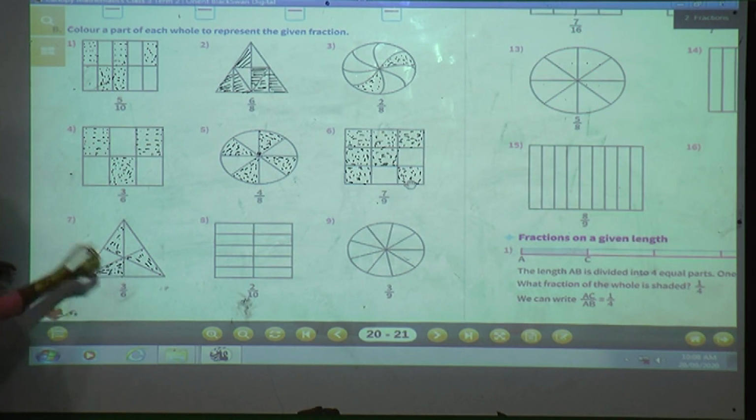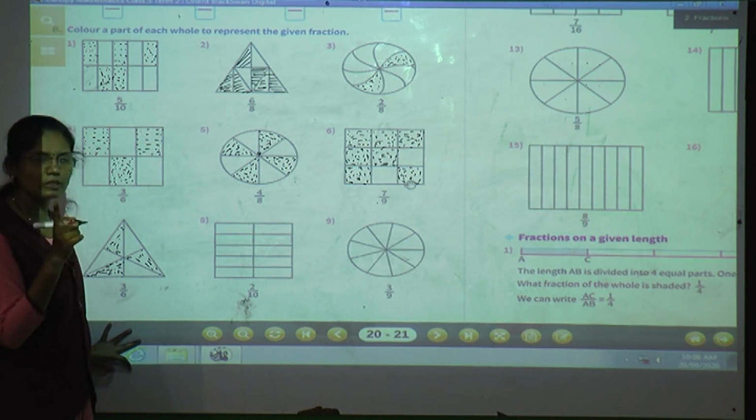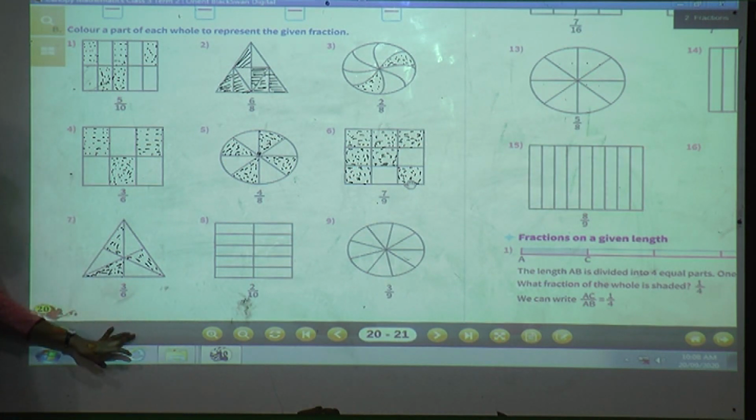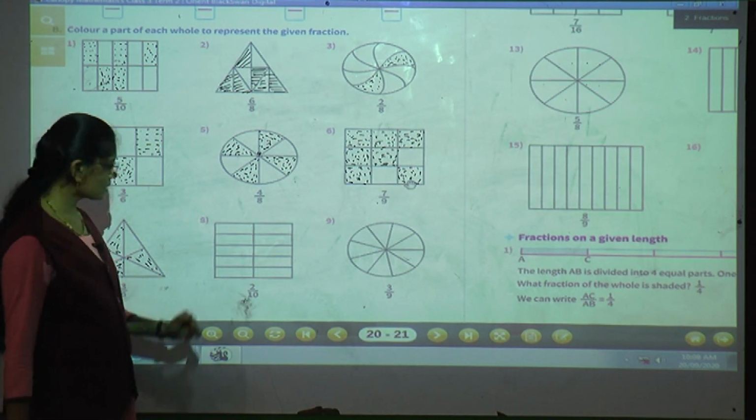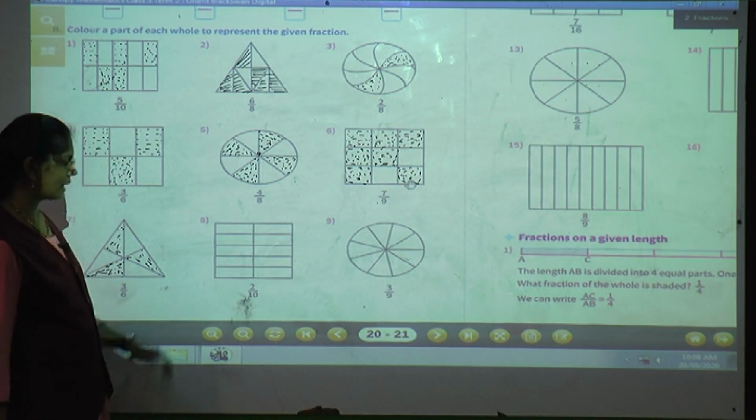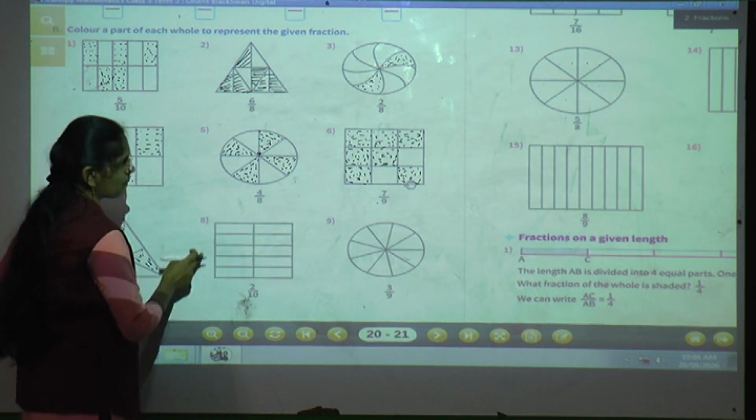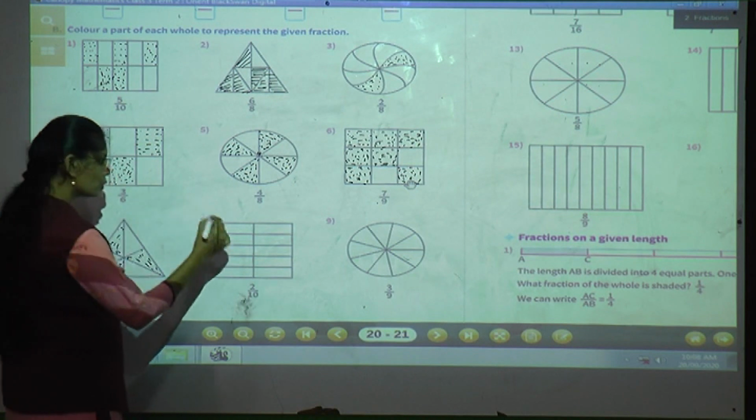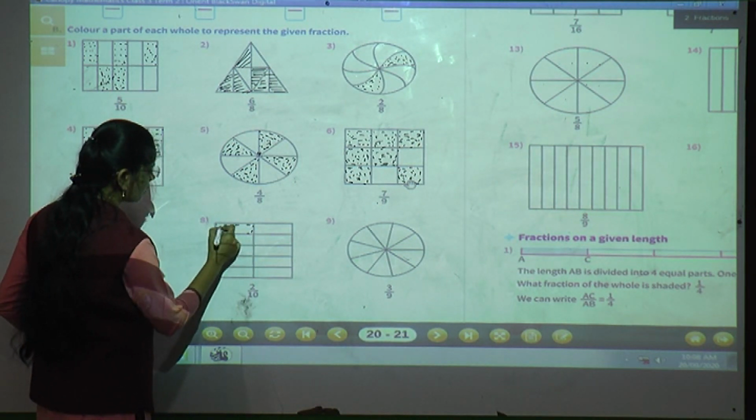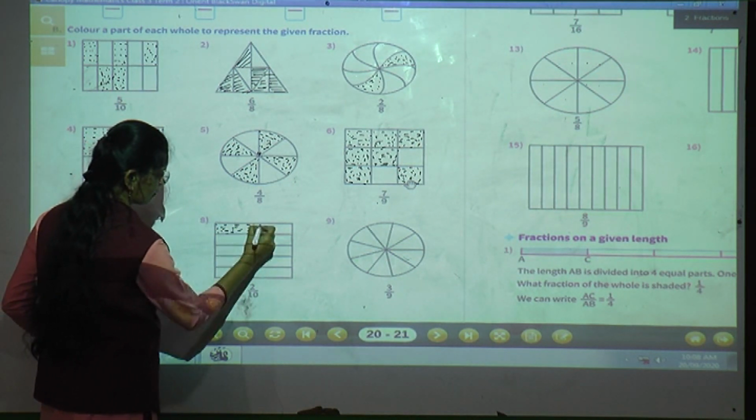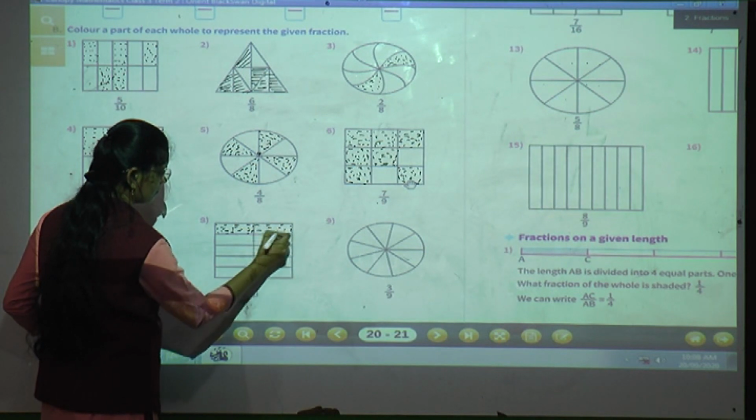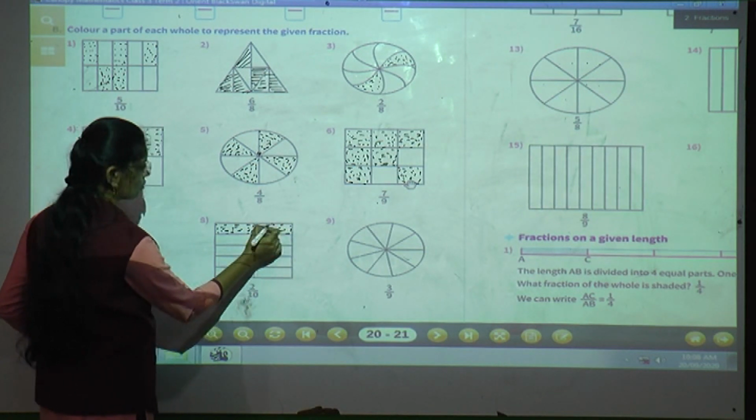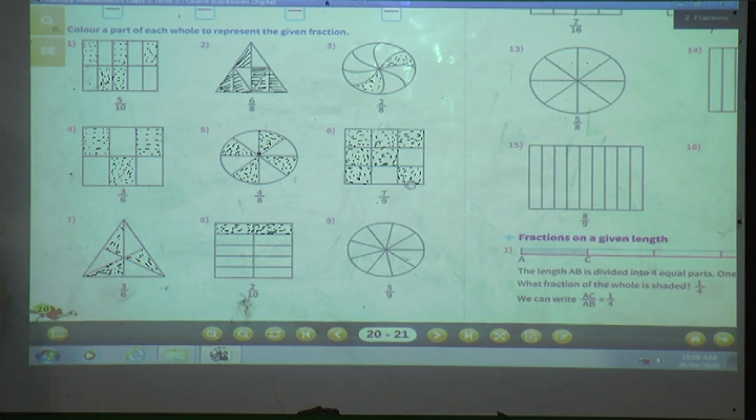Okay. In this way you have to color. See students, you have to color in your textbook by pencil only. Don't use crayons. Okay. So this is the fraction 3 by 6. Now say this next example, 2 by 10 means here total 10 parts are there. From that 10 parts you have to color only 2 parts. So here you can color any 2 parts. So the fraction of this figure is 2 by 10.